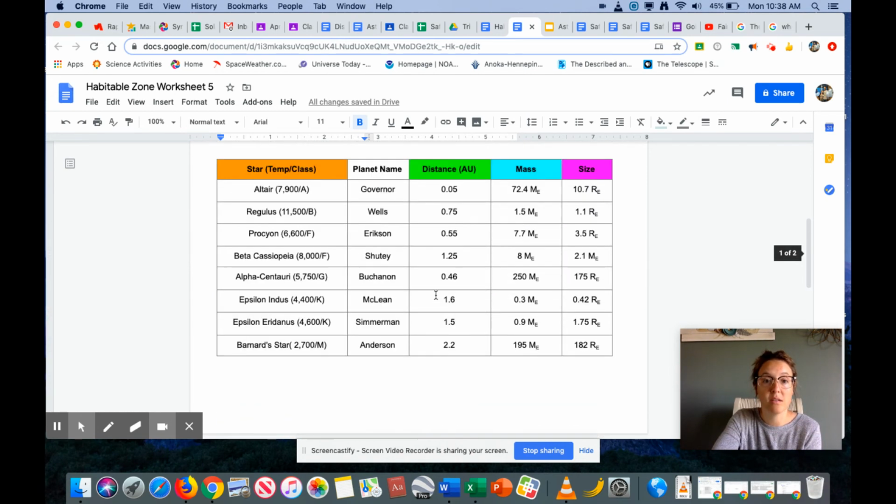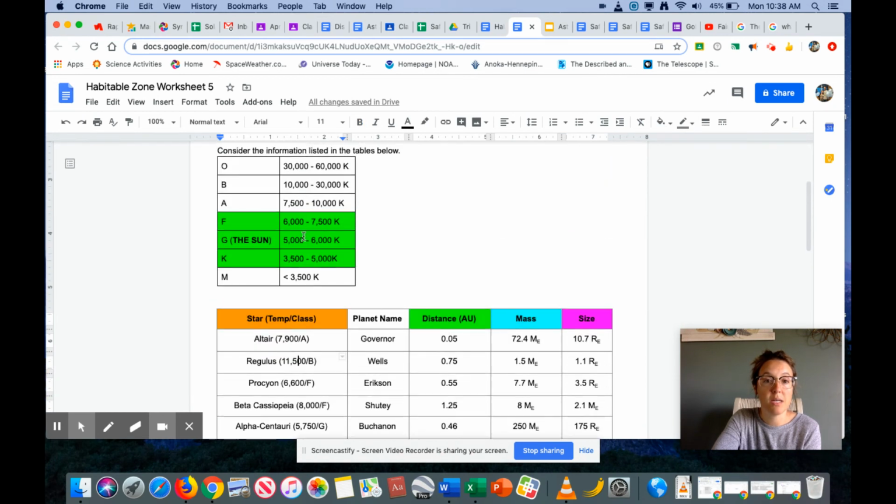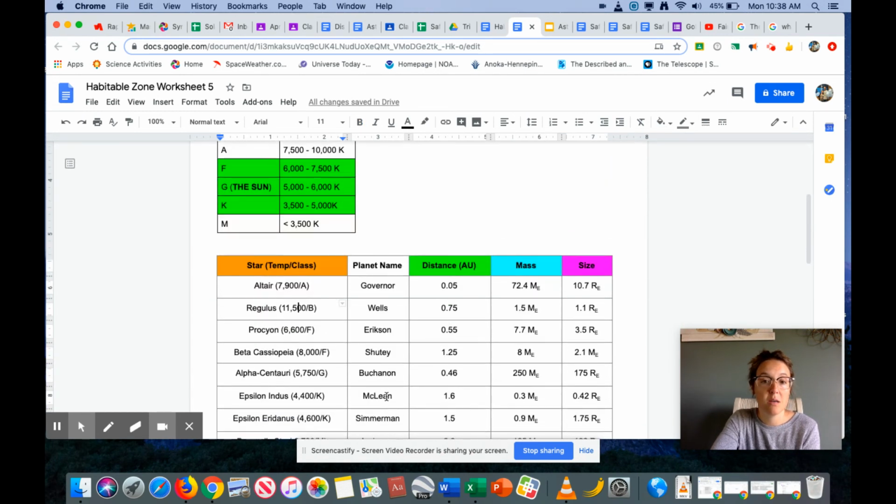You'll go to Wells and you'll look at that and say, okay, B-type star. Reference up here, B-type star. This is really hot, 0.75. Is that too close? Is that too far? What about the mass and the radius? Where are those sitting? Because some things might work, but some things might not. So you have to figure out what you should say. Sometimes you might think maybe this would work, and you can put that. You can say maybe it would, but it might be just a little too close. So there's a range there.